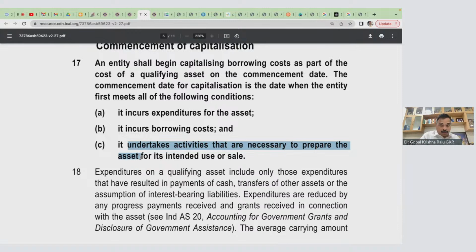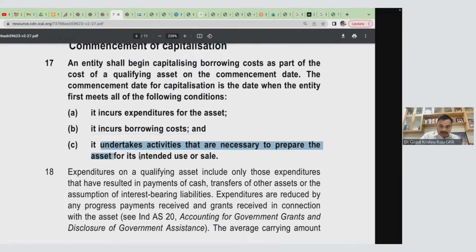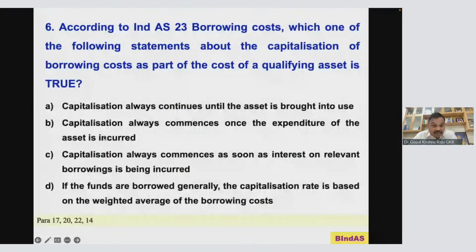So that is a very important question here. Capitalization always commences once the expenditure is incurred. So you have two other conditions. Capitalization commences as soon as interest and relevant borrowing is being incurred. So two conditions. The second condition is here. If the funds are borrowed generally, because A, B, C, you have 3 separate conditions, but all 3 conditions have to be satisfied.